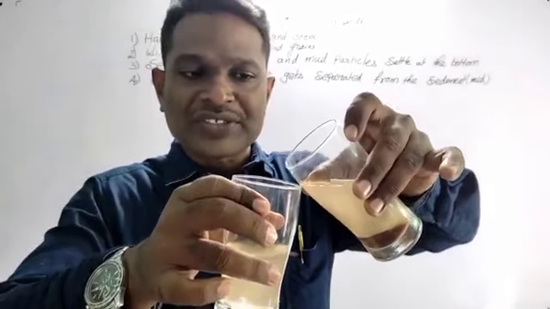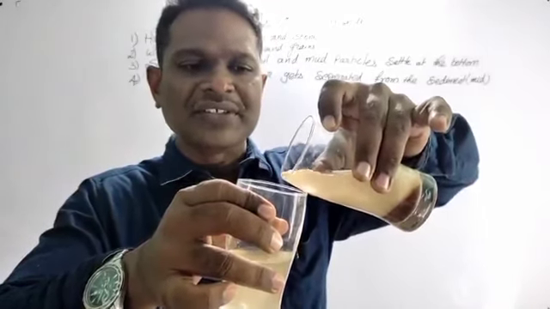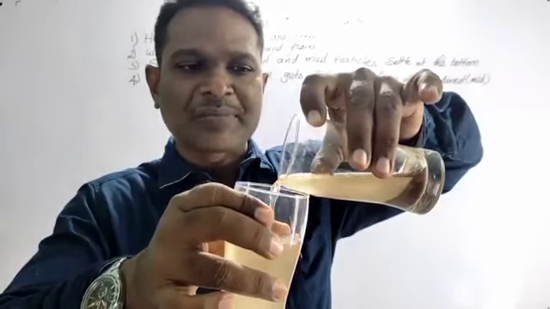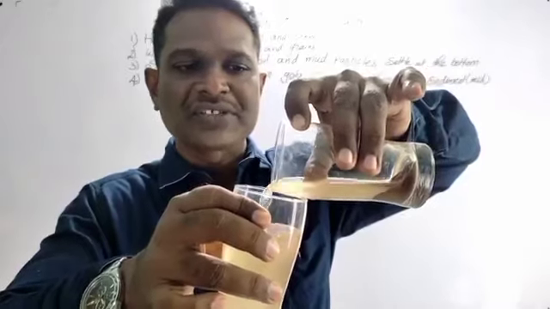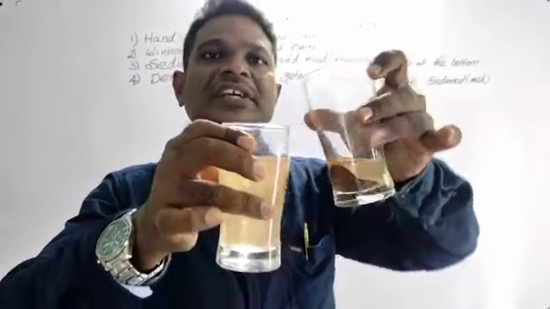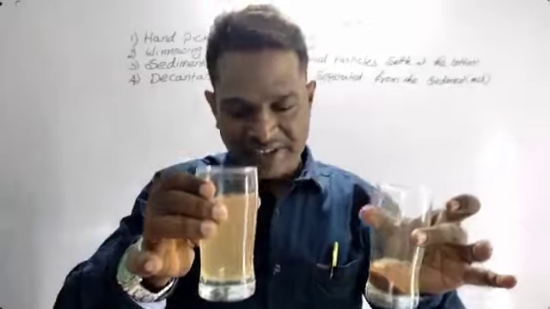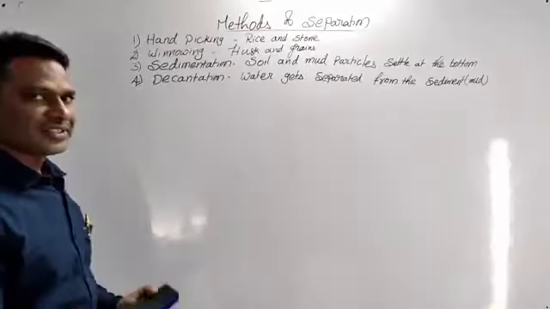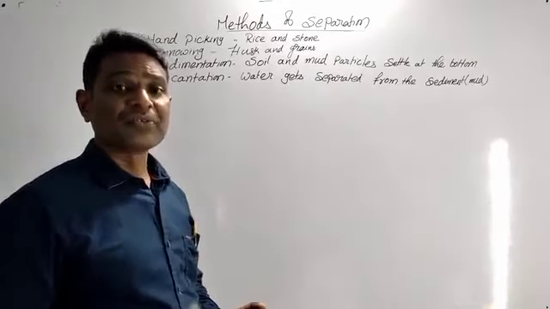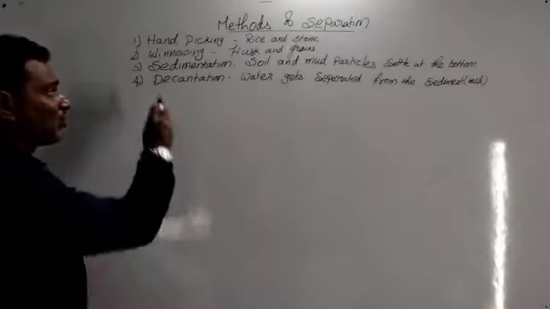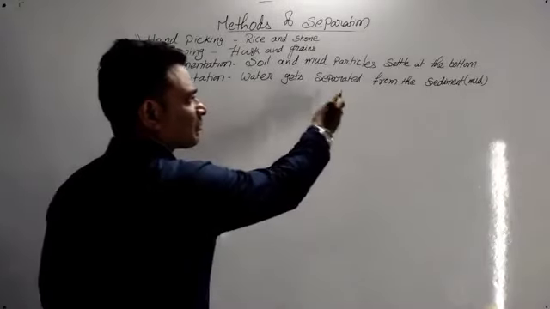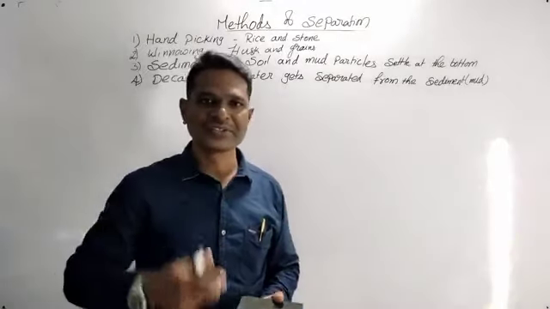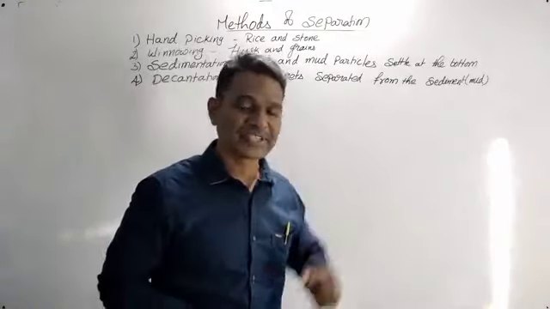So how can we do this? By just tilting the glass over another glass and separating the clear liquid. So this process is called decantation. Good. Now I hope you understood what decantation is. So what is decantation? Water gets separated from the sediment. Now I'd like to go with another type of separation method.